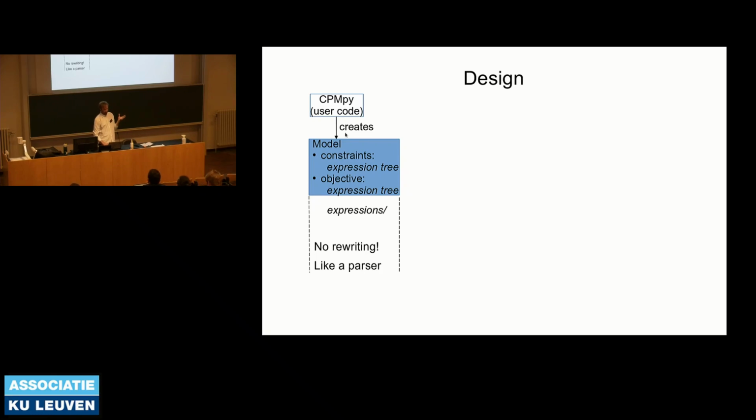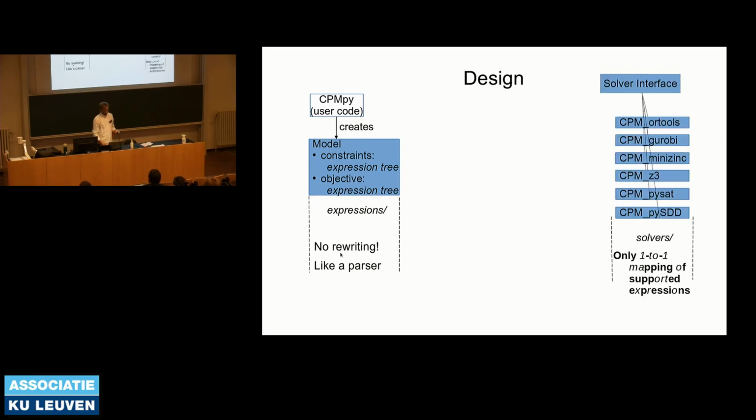When you have CPMPy code, you create expressions by using these sums and these ands and these ors and so forth. And so you have an expression tree for the constraints and for the objective. At this point, there is no rewriting yet. It just takes your expressions, builds an expression tree, and that's it.